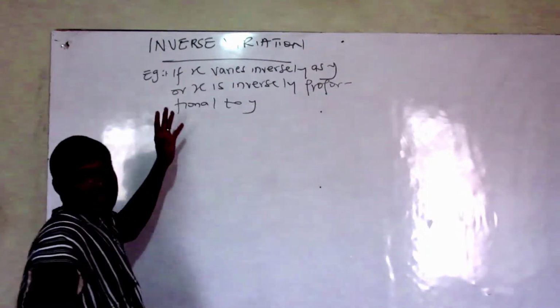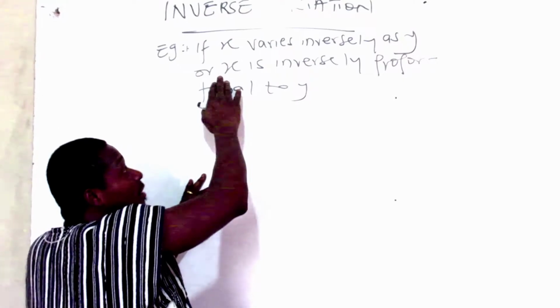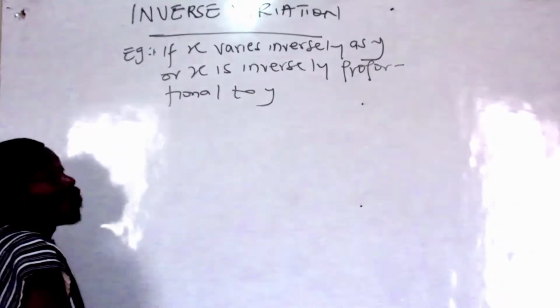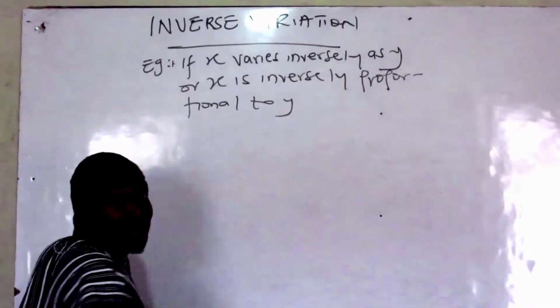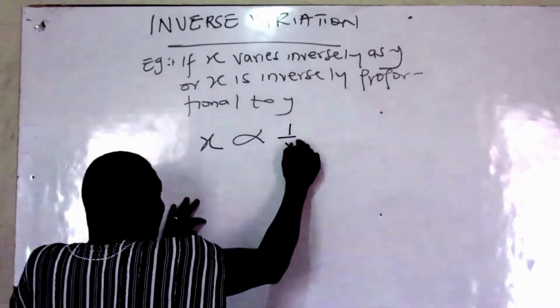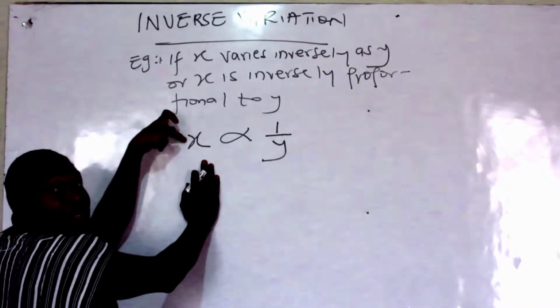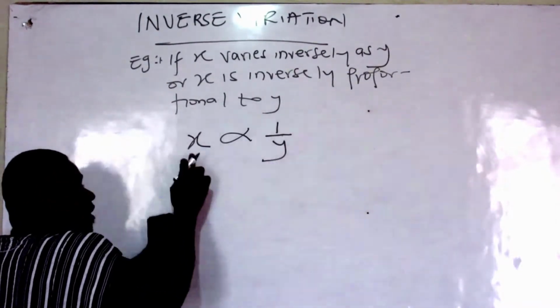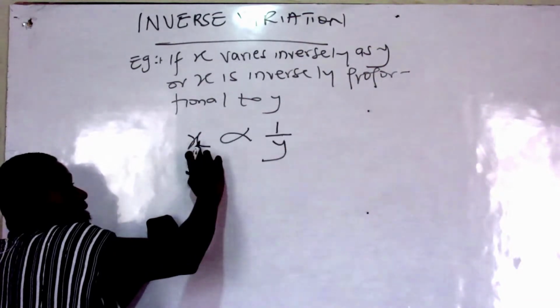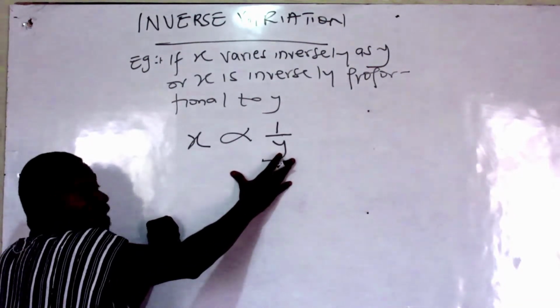Inverse variation, let's look at the following example. If x varies inversely as y, or x is inversely proportional to y, let's see how we can quantify this mathematically. So we have x varies inversely as y. What do we mean here? If x is increasing, y is decreasing. If x is decreasing, y is increasing. That is how we represent inverse variation equations.